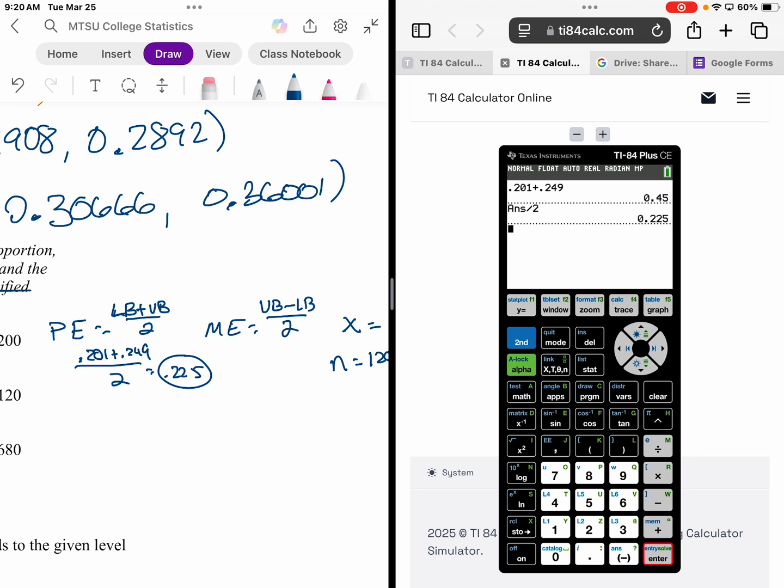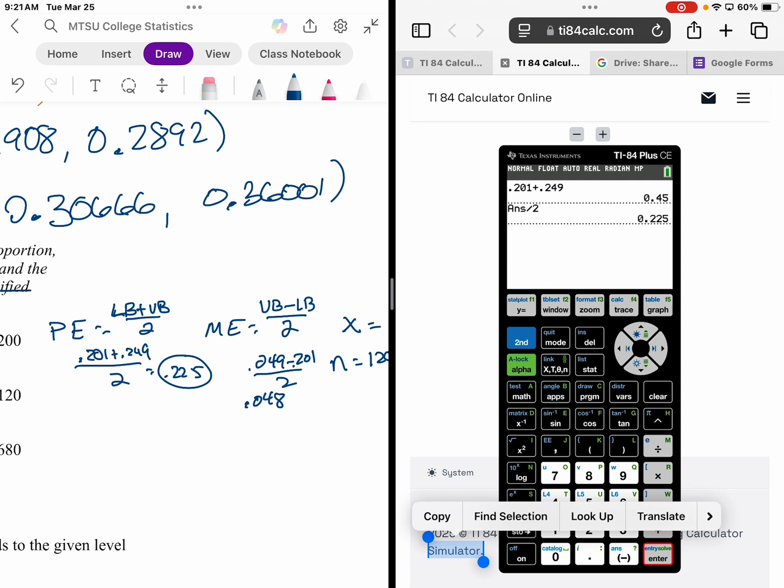So in this case, we would say, okay, what is 0.249 minus 0.201 divided by 2? Well, that would be 0.048 divided by 2, which is 0.024. So my margin of error for this problem is 0.024, or about 2.4%.